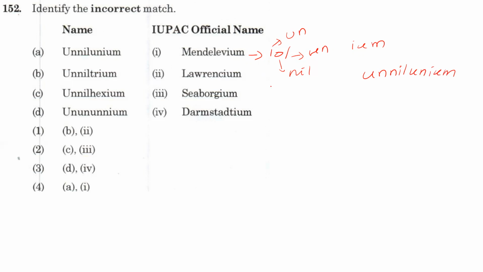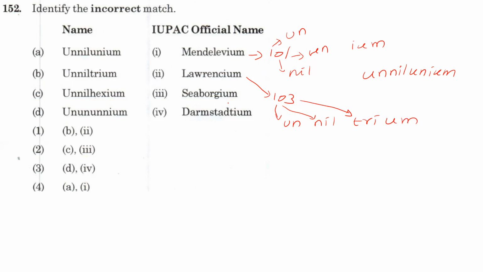Next one is Lawrencium. Lawrencium's atomic number is 103. So 1 means un, 0 means nil, and 3 means tri. Then you have to include ium.